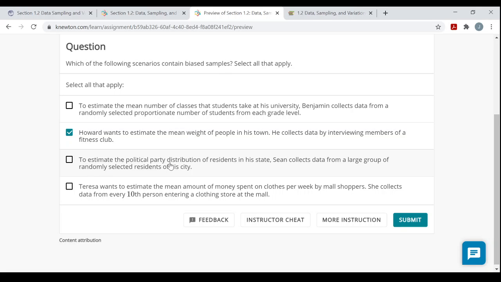To estimate the political party distribution of residents in his state, Sean collects data from a large group of randomly selected residents of his city.